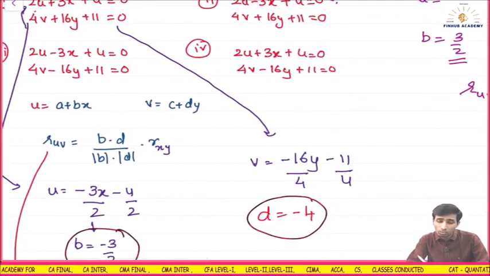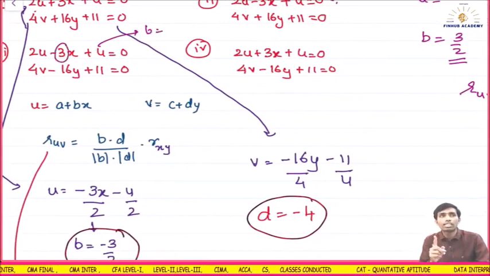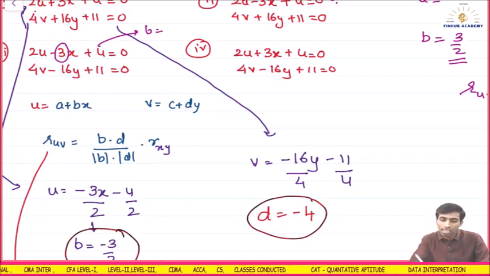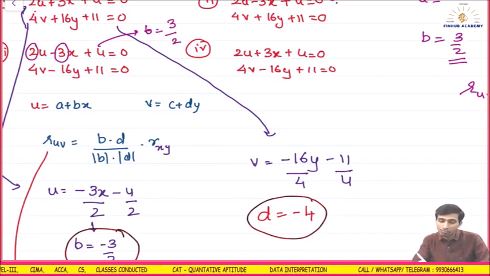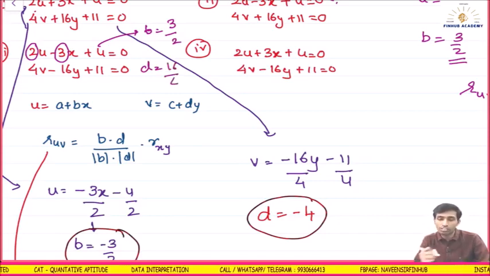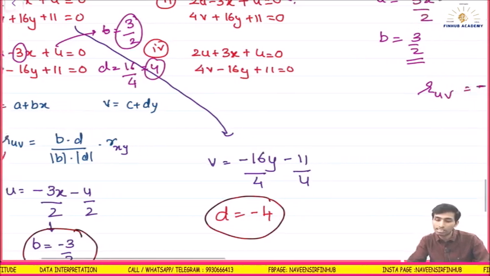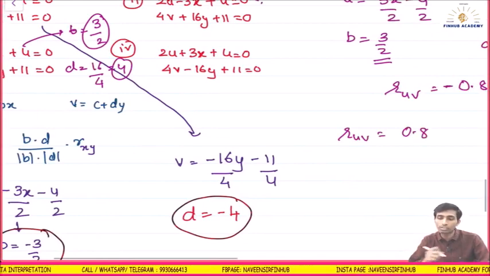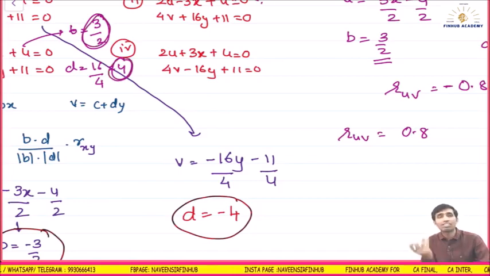Same way, third equation. Let us try this. What is the value of b? b is equal to the coefficient of x. In short, one more formula I am giving: I will take the coefficient of x upon the coefficient of u. u is how much, 2. So my b value is 3 by 2. Understood? Same way here, the d value is the coefficient of y, that is minus 16. When it goes that side, it becomes positive 16 upon the coefficient of v, which is 4. So the answer is 4. Both have the same sign. So what will ruv be in the third case? ruv will be 0.8. No need to change the sign, same sign as rxy, because both were positive. So the sign will not change.